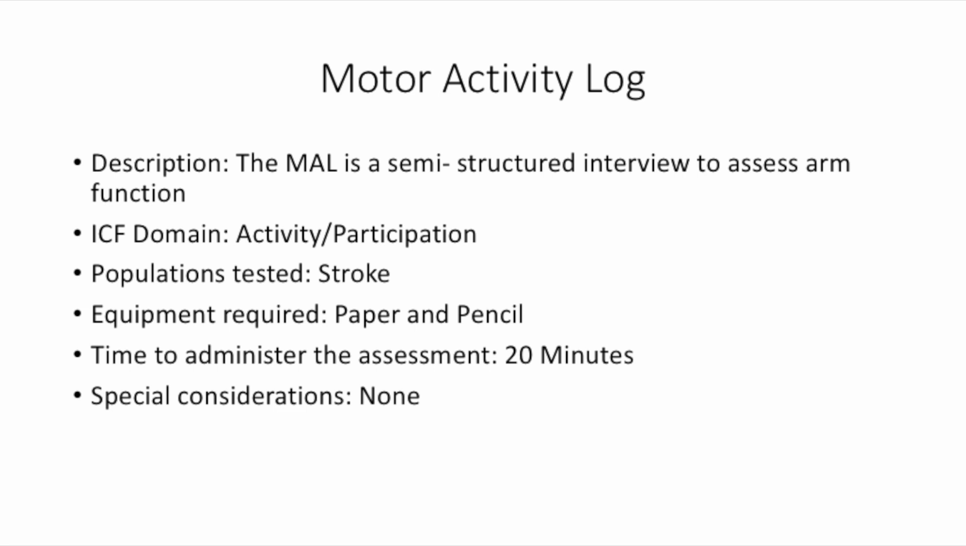So I did the motor activity log. The motor activity log is a semi-structured interview to assess arm function. The ICF domain that it primarily focuses on is activity, but it also is in the participation domain of the ICF. It is also only testing stroke populations for the most part, after somebody has a stroke, to test whether they can use their right or left upper extremities. The equipment required is only a paper and a pencil, very cheap, a subjective interview. Time to administer usually takes about 20 minutes, and there are no special considerations for this test.